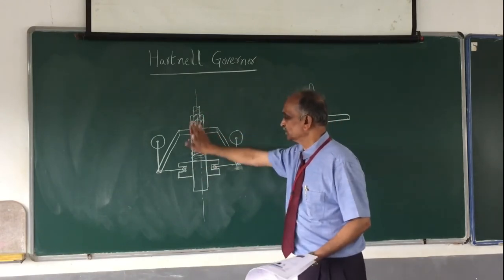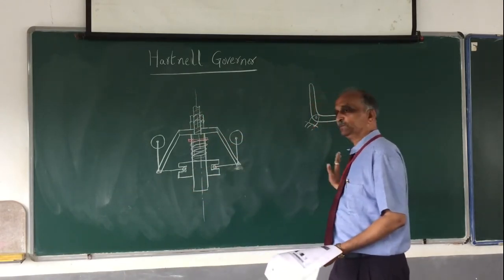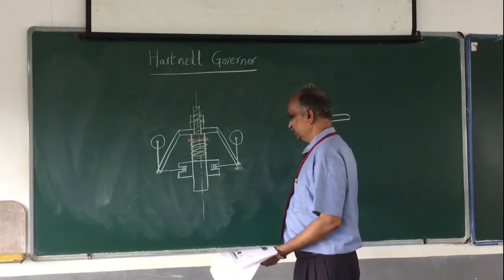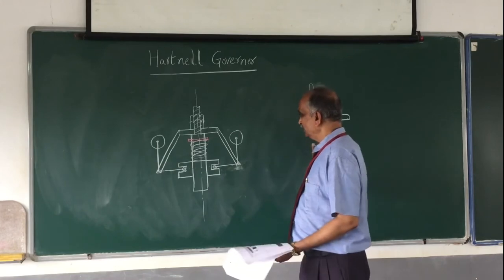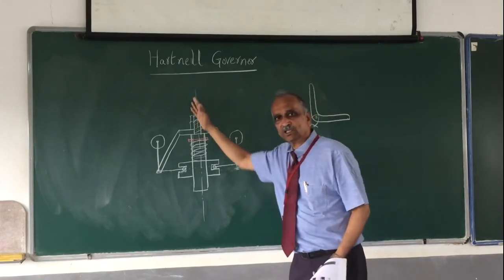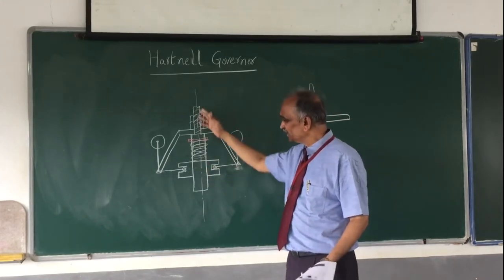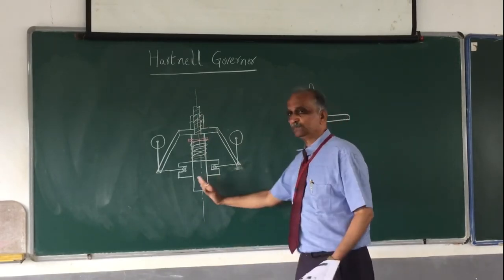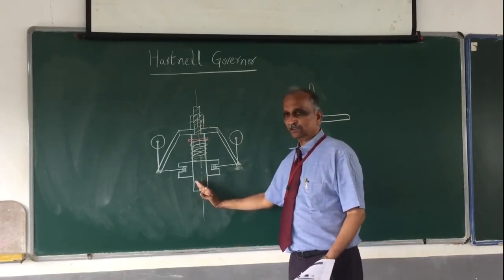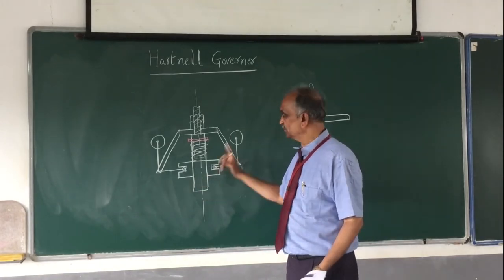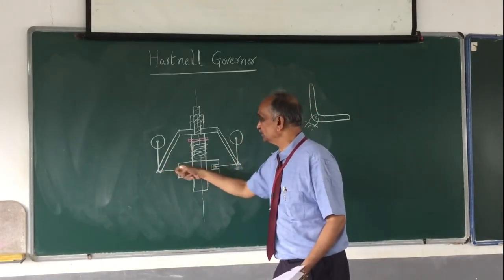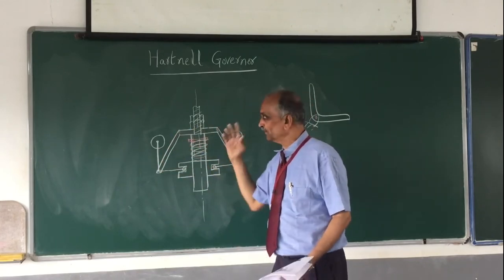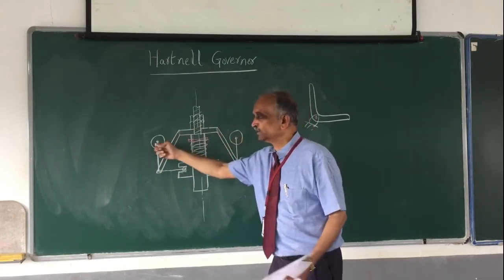Of course, this governor spindle is connected to the shaft of the motor, whatever the drive it may be. When the load on the engine is constant, the speed of this also is constant. If the speed changes, this speed also changes. So when the speed changes, the balls which are revolving, this spindle and this portion also revolve, and the speed of this also will change.